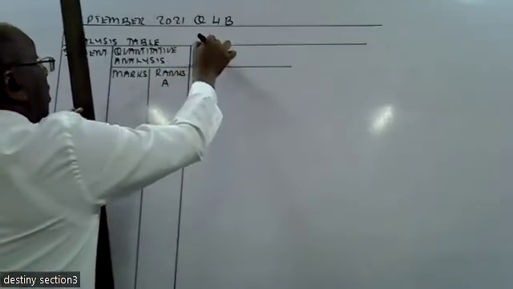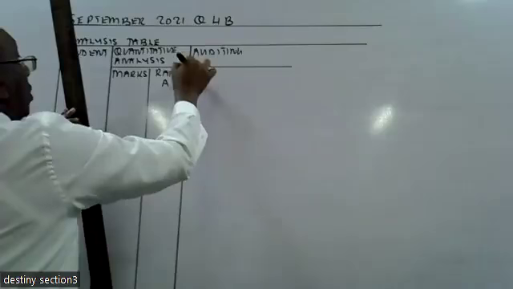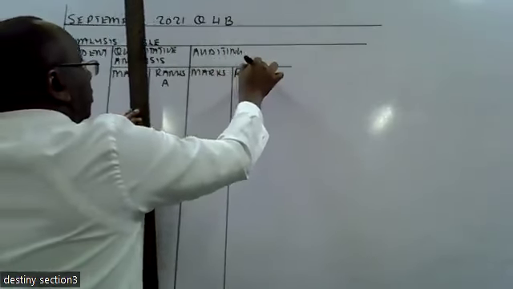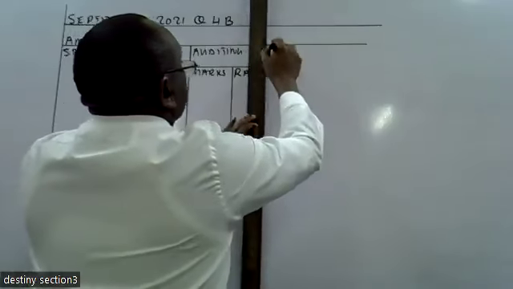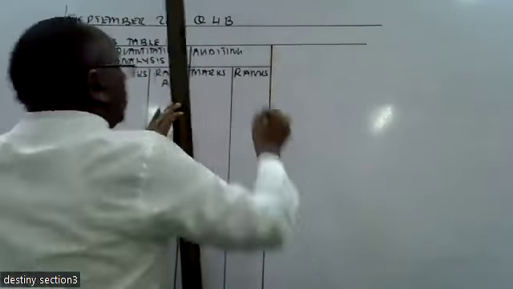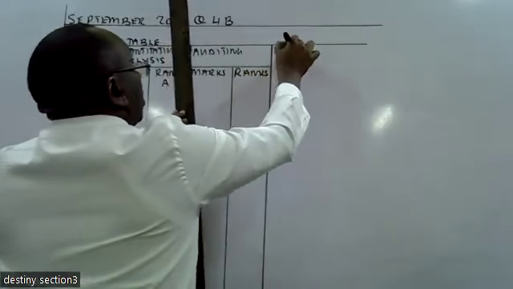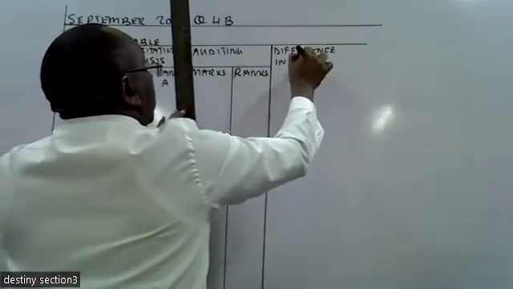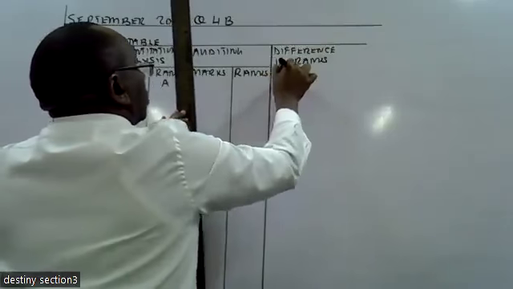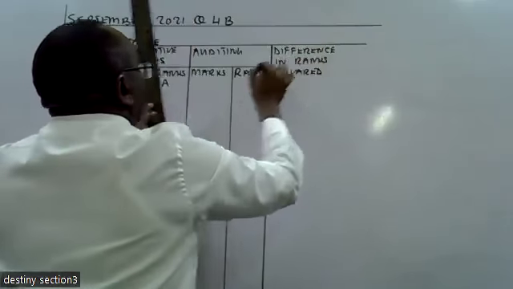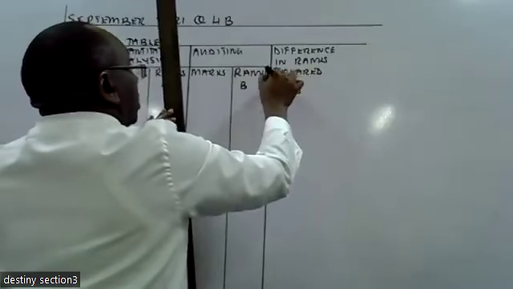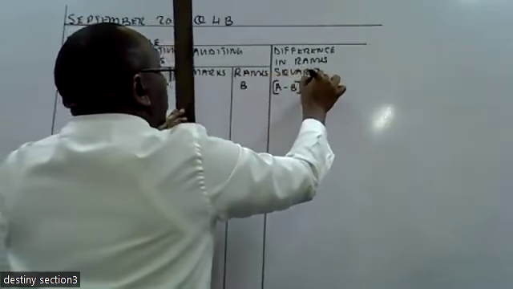Then we have auditing. We'll have marks, then I will have ranks. Then we have a column we call difference in ranks squared. So this one I call it B. So it will be A minus B squared. We call it D squared.